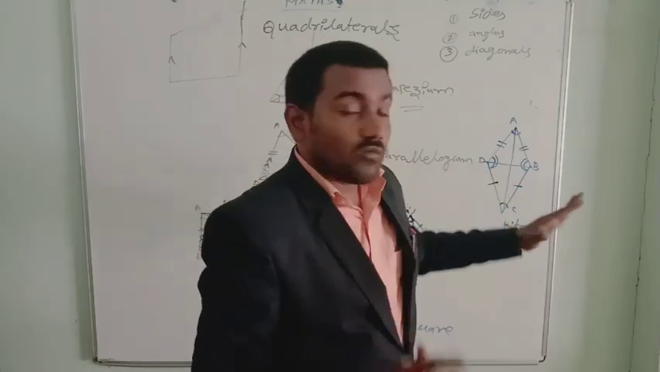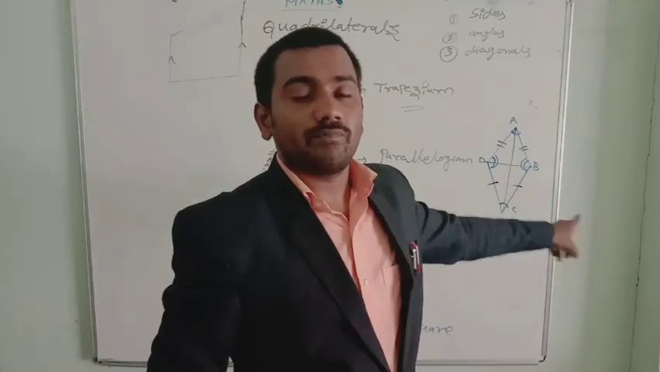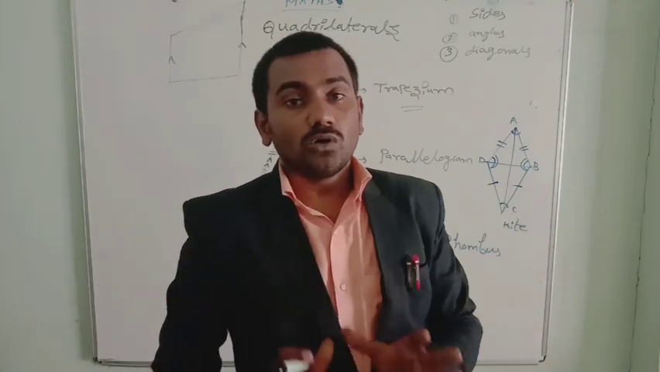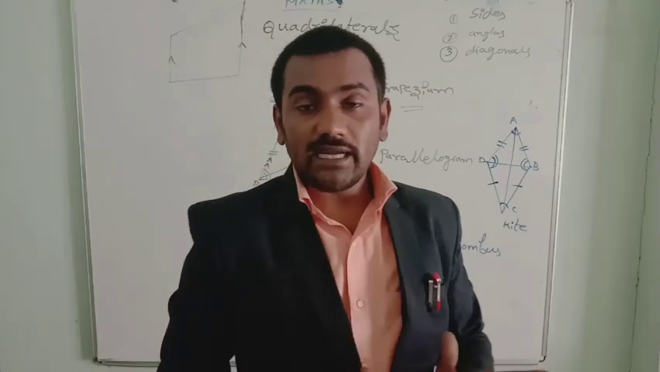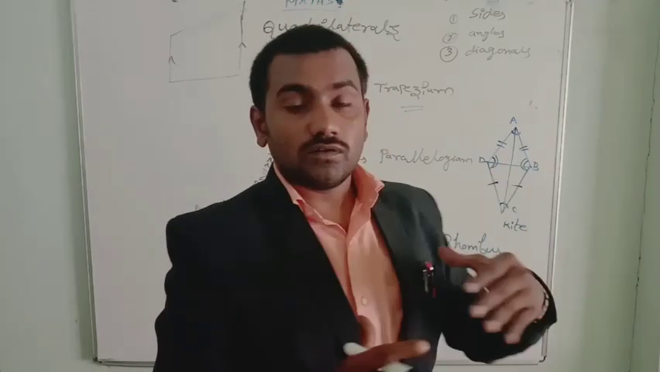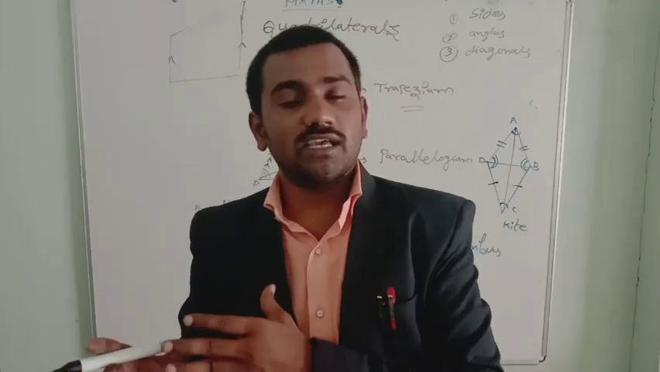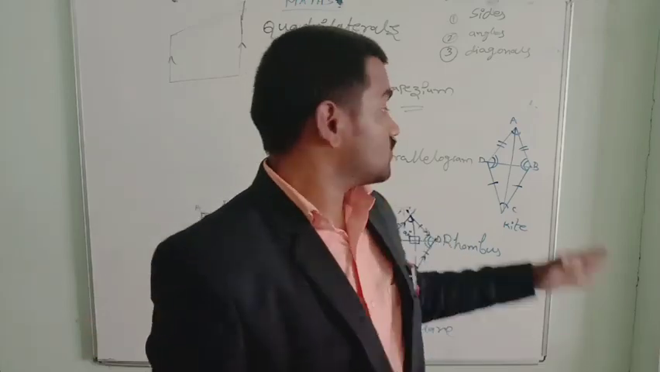One diagonal is bisected by the other diagonal in this kite. So to tell the definition of the kite, a quadrilateral with two pairs of consecutive sides equal is known as a kite.